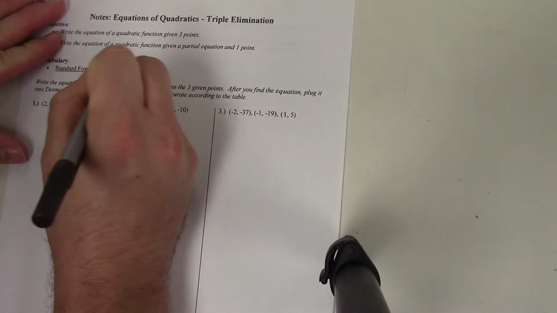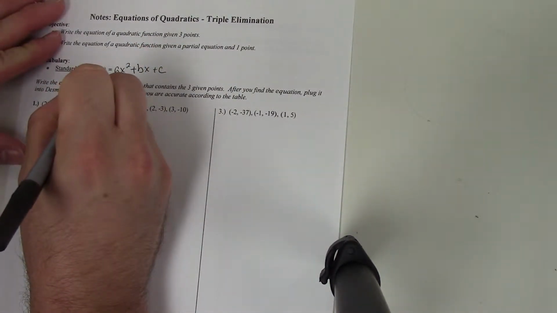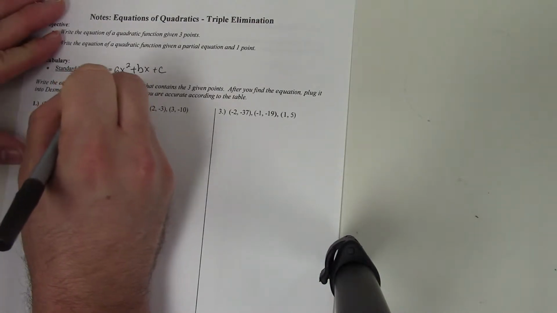Alright, so this doesn't happen very often, but here's some notes for you honors kids on triple elimination. First things first, you should recognize that standard form is ax squared plus bx plus c. And remember that this f of x, pronounced f of x, means a function of x, but really can be replaced with y.